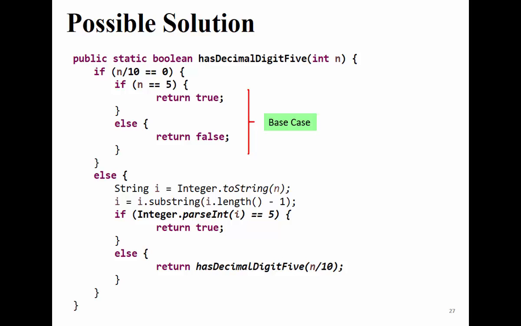Again, the same student, you think it's the same student who did the first implementation, because he is always converting the integers to strings. So he converts the integer to a string and returns the last value, and checks if the last value is equal to 5, going to return true. Otherwise, he's going to return with n divided by 10, reducing the integer by removing the ones digit.